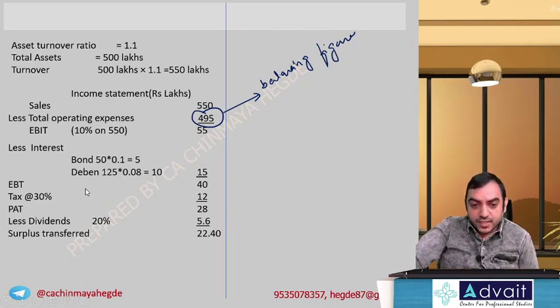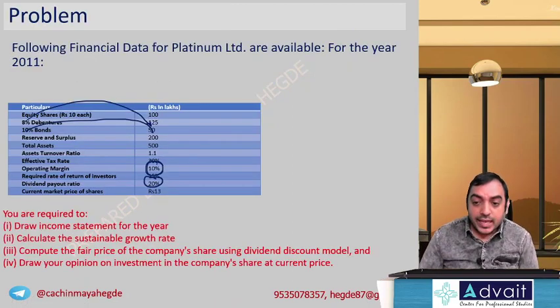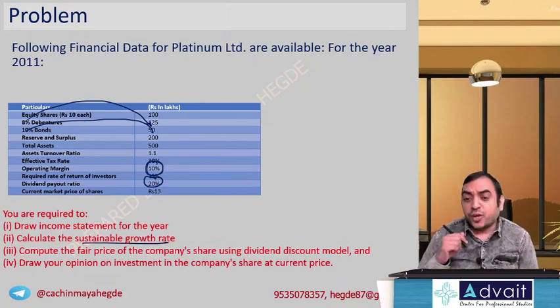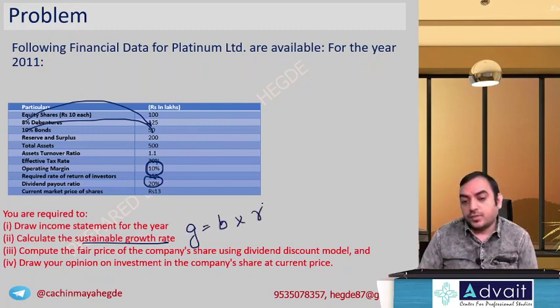Okay, hope it is done till here. Let's see what is required in the problem. Calculate sustainable growth rate. Remember the formula: G equals B into R, retention ratio into return on investment. Retention ratio, we know payout ratio 20% means retention ratio should be remaining 80%.